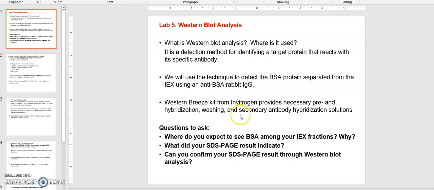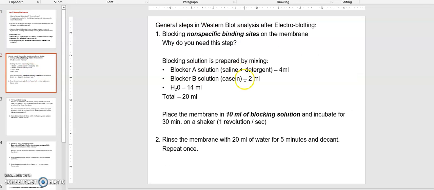Okay, so questions to ask through this experiment. Where do you expect to see your BSA among your ion exchange chromatography fractions? Is that the first peak or second peak? What did your SDS-PAGE result indicate? Can you tell the size of those two proteins? Based on the sizes, can you tell which protein was located in which fractions? Can you also confirm your SDS-PAGE result through Western blot analysis? That's going to be the ultimate identification if you use an antibody.